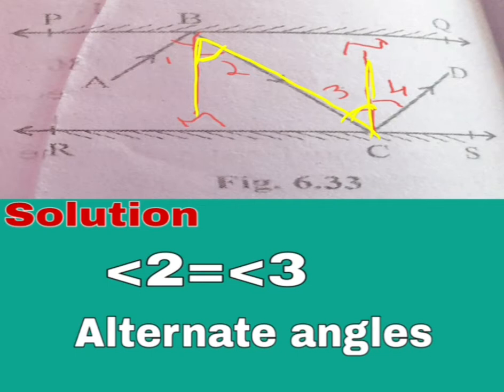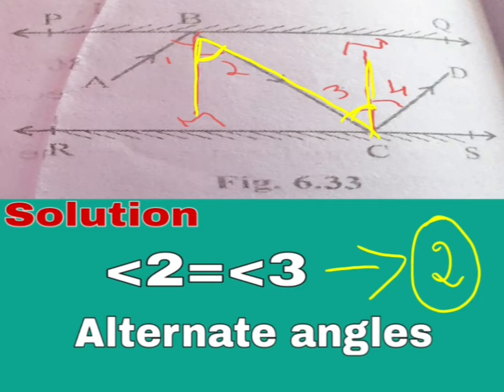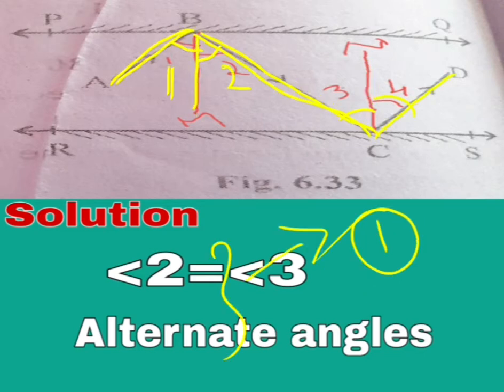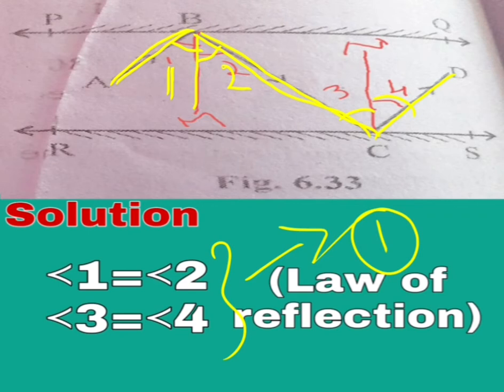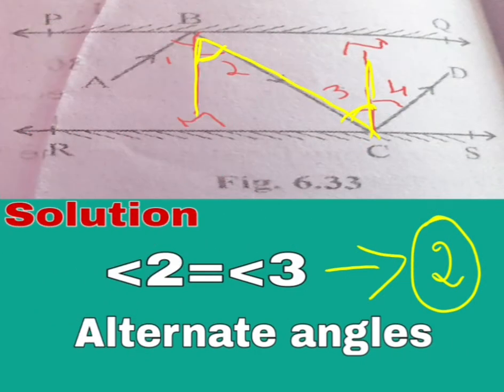As we all know, between the parallel lines, if you have any transversal, then definitely you are going to get the alternate angles by the transversal, isn't it? So here also angle 2 is equal to angle 3. So let us take this as the second relationship. Now using the first relationship with the help of laws of reflection and the second relationship with the help of parallel lines and alternate angle properties, we are going to continue our solution.